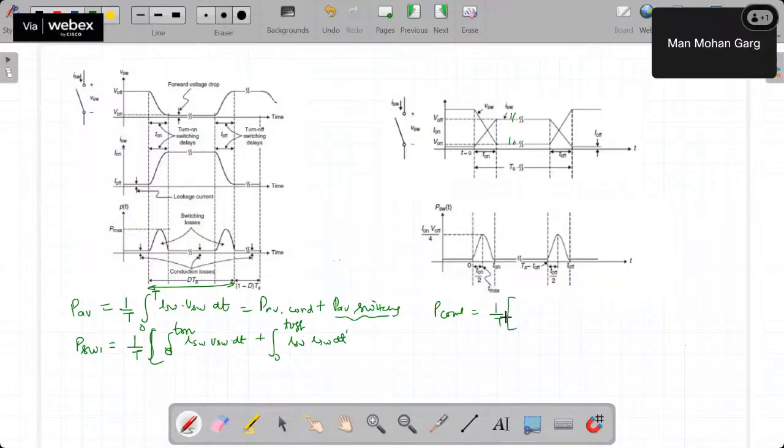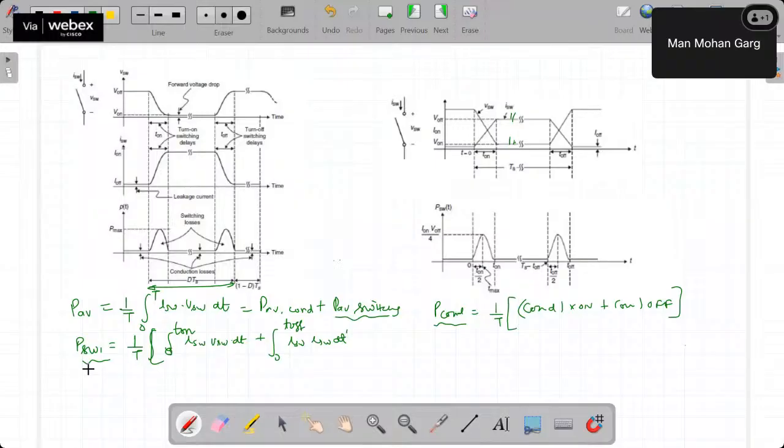So this 1 upon T, and whatever your conduction losses are for on time plus conduction losses during off time, that you will take and take the average of that. So this will give you conduction loss and switching loss, and finally we will get the total losses.